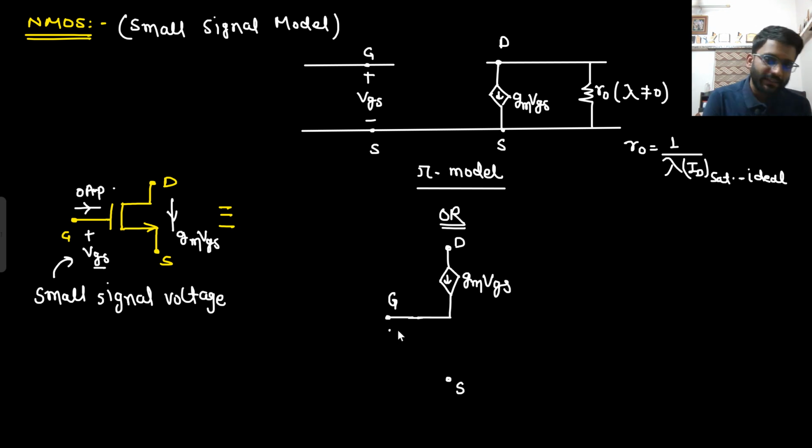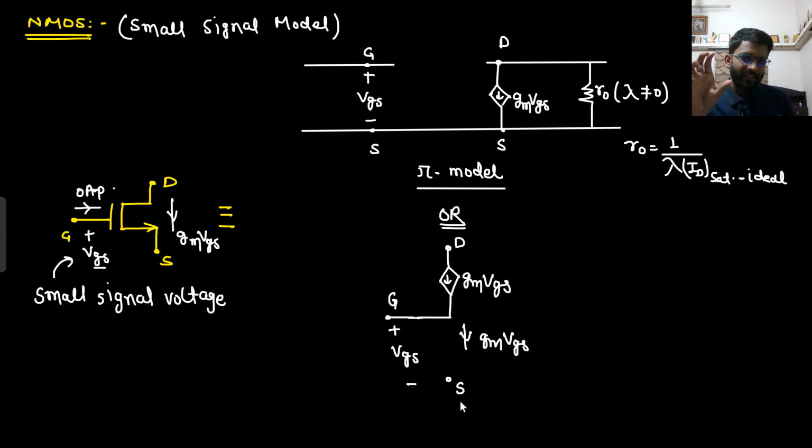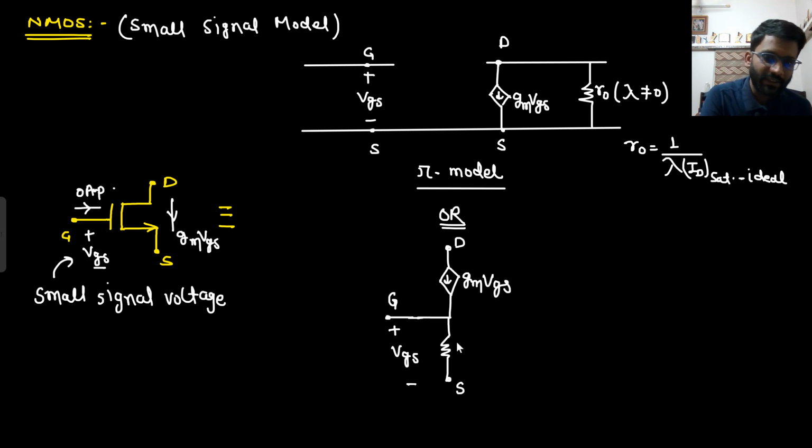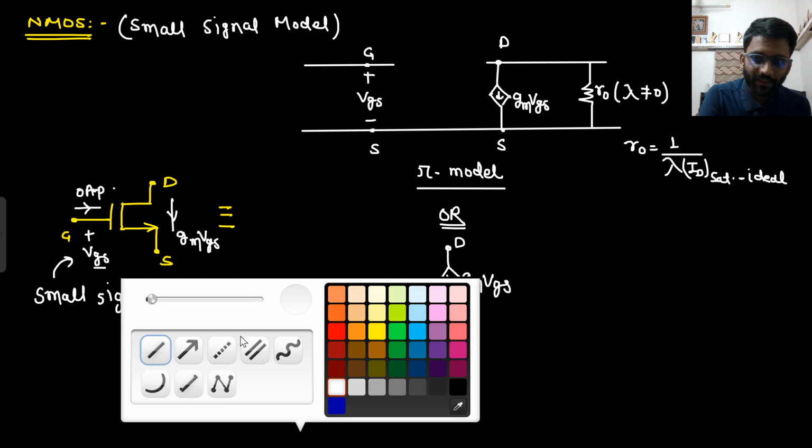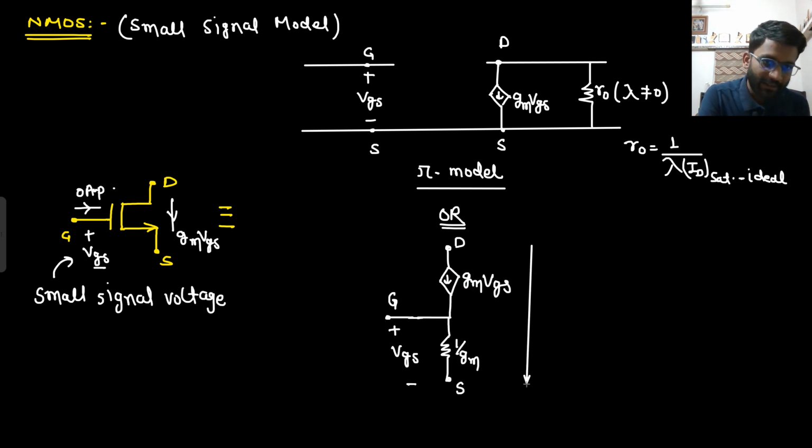So tell me one thing. This is my small VGS voltage, right? Between gate to source. And I know one thing, that here GM-VGS current is flowing. I have applied VGS voltage and I know the current GM-VGS. What will be the resistance here then? The resistance will be 1 by GM. And the current in the complete path, the complete current flowing, is GM-VGS.